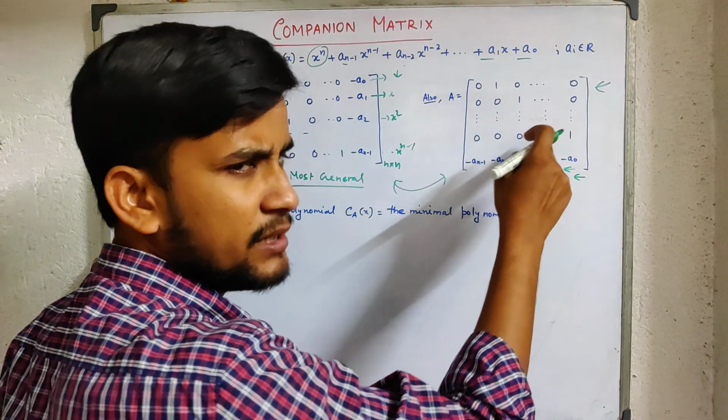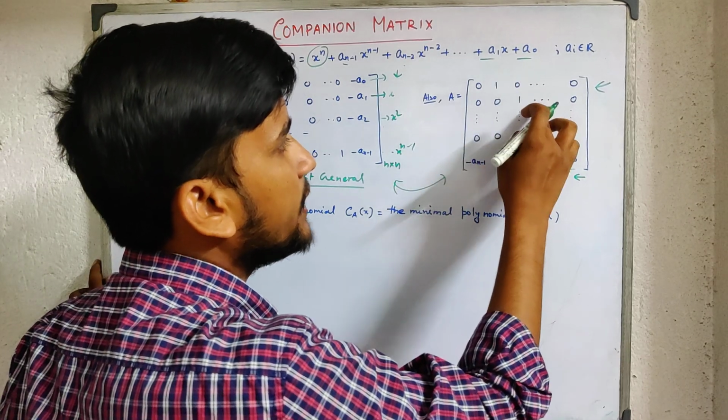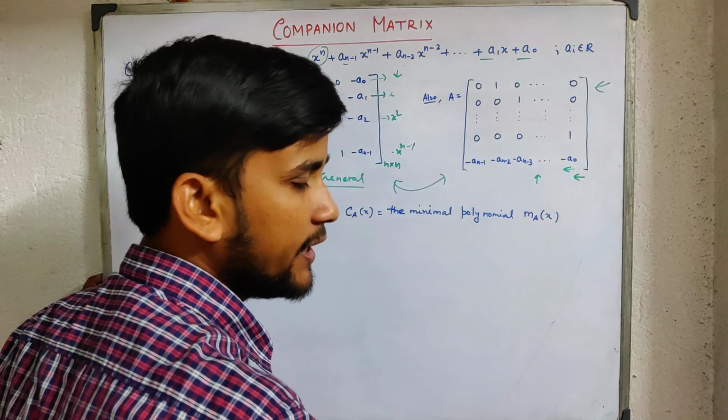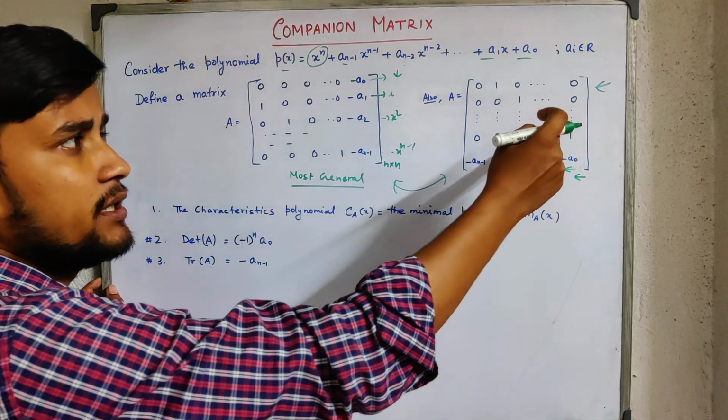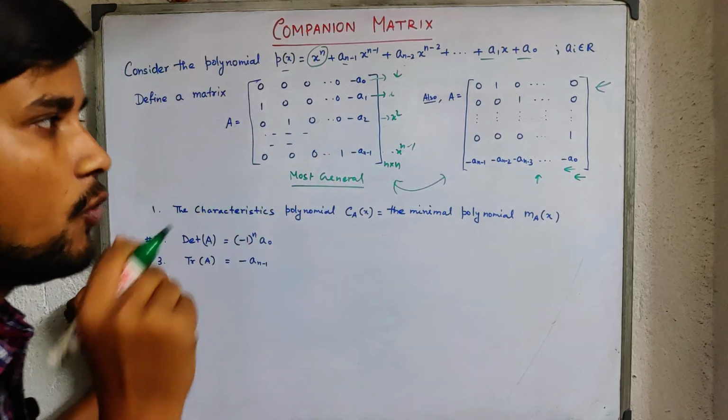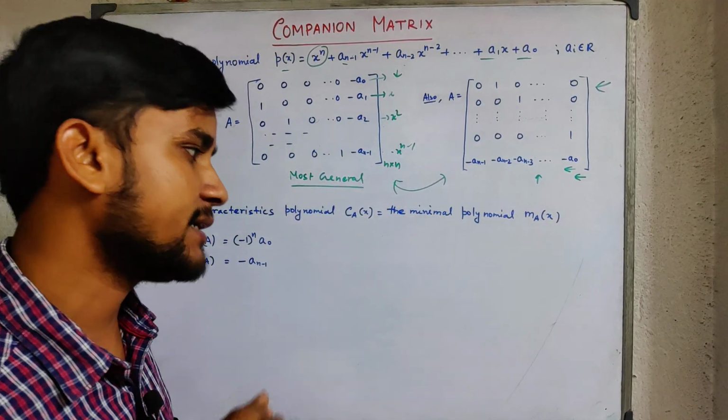Okay, so the diagonal elements here, the elements above the diagonal, I think this is called the super diagonal, and this is called the sub diagonal. So super diagonal elements are 1, and in this case sub diagonal elements are 1.